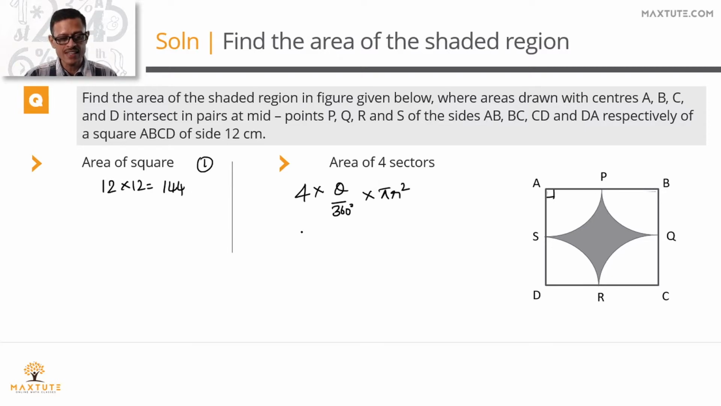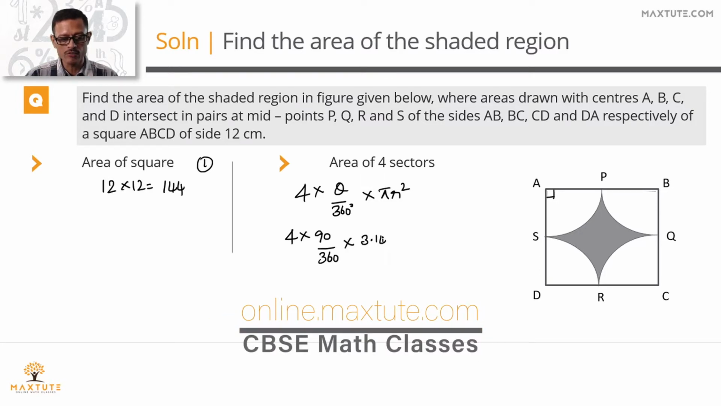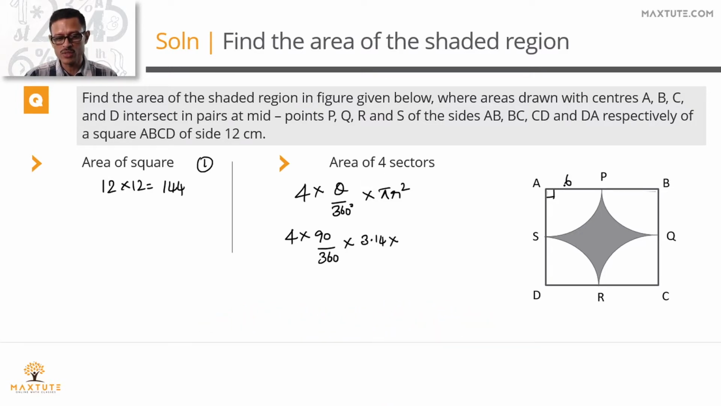So in our case, theta is equal to 90, so it is 4 into 90 divided by 360. Let's take the value of pi to be equal to 3.14. The radius measures 6 units. AP or PAS is going to be the radius. So this is equal to 6 into 6, which is equal to 36. 90 by 360 is a 1 by 4. 4 gets cancelled with this 4 to leave us with the area of the 4 sectors equal to 3.14 into 36.